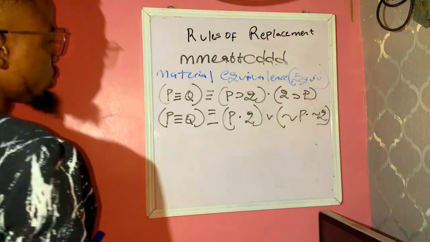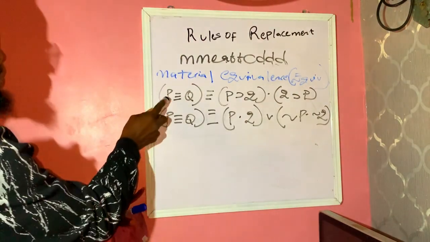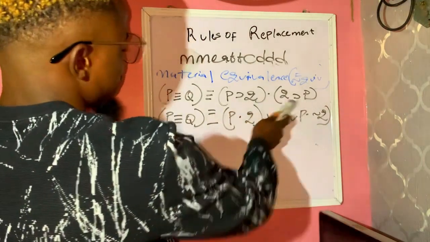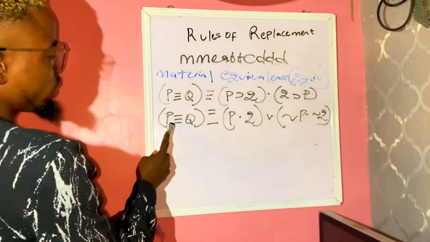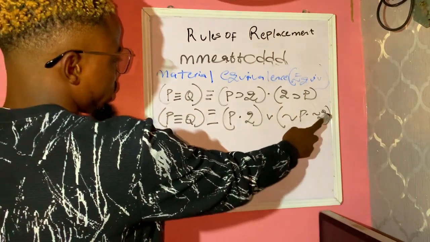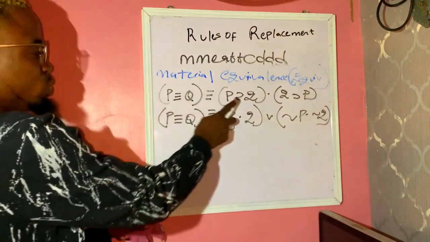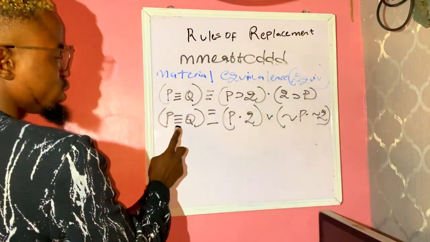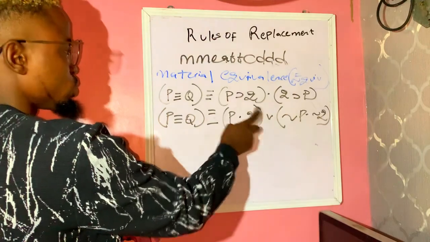So what material equivalence is just saying is that if you have P if and only if Q, you can replace it with P implies Q and Q implies P. And you can also replace P if and only if Q with P and Q, or negation P and negation Q.